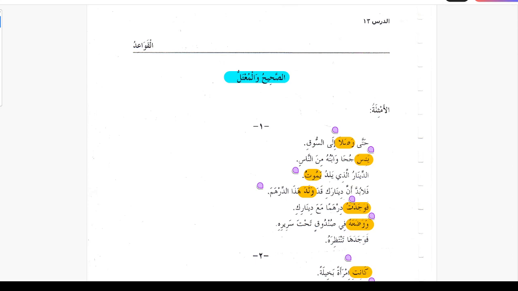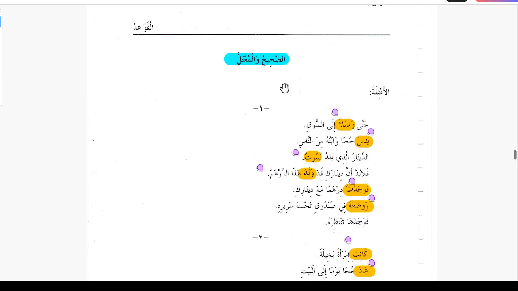Bismillahir Rahmanir Rahim. Today we are studying lesson number 13, and this lesson is about as-sahihu wal mu'talu. The as-sahih means salim or correct verbs, and mu'talu means weak or defective, or we can say sick verbs. So we're going to study how these types of words are conjugated, what the difference is, and how we can identify them.